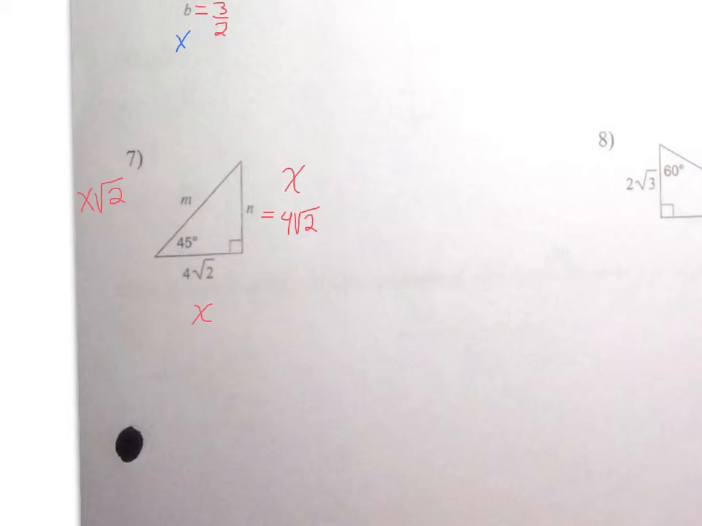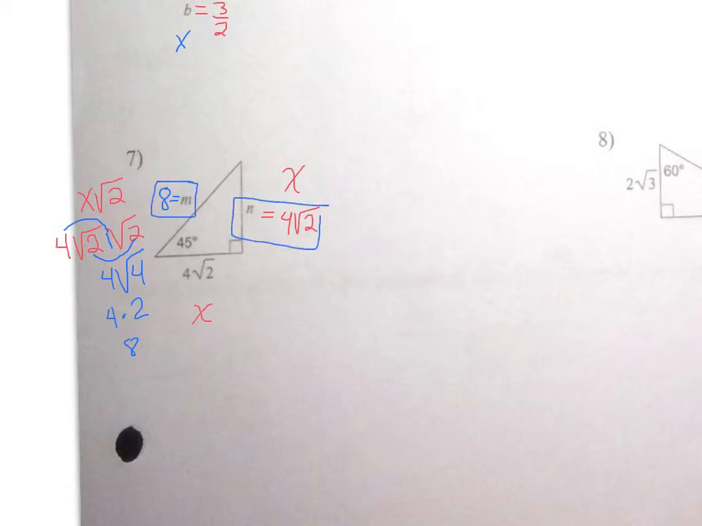And now, since m is supposed to be the x, which is 4 square root of 2, times square root of 2, well, here we multiplied the number times the number, and it's like a 1 in front of the square root of 2, so it's 4 times 1 is 4. 2 times 2 is 4. I keep that inside the radical. Square root of 4 is just 2, and 4 times 2 is 8. So m equals 8. Okay, those are the two missing values.